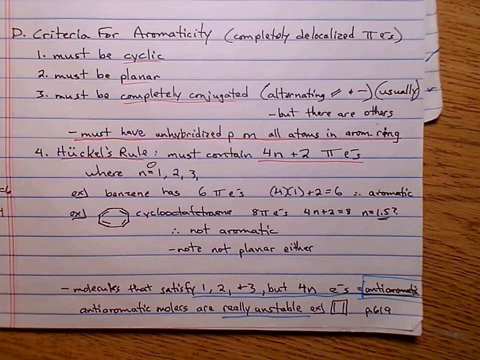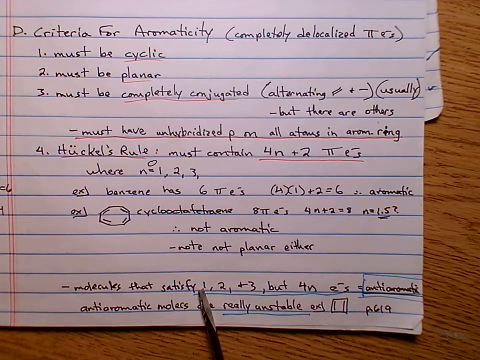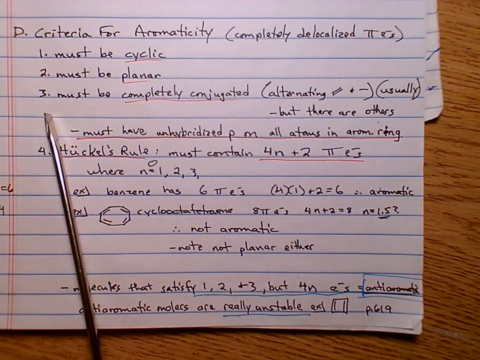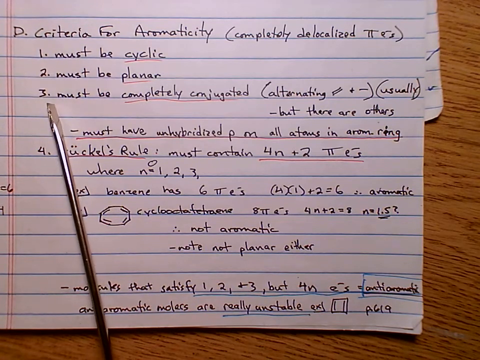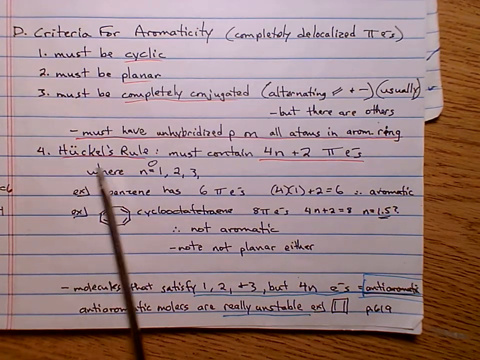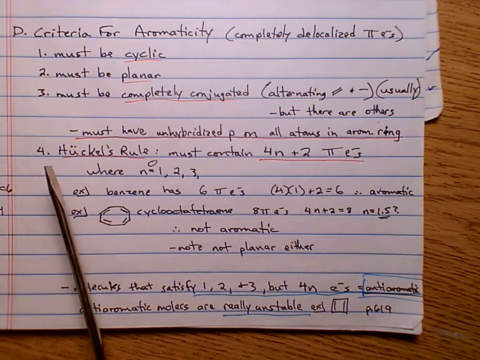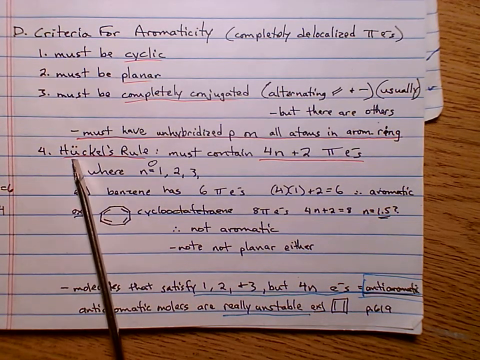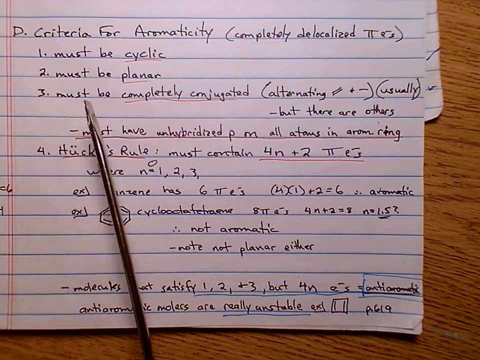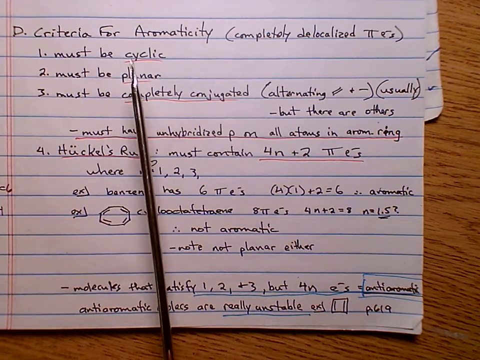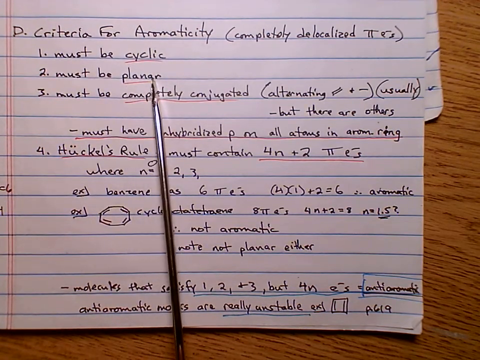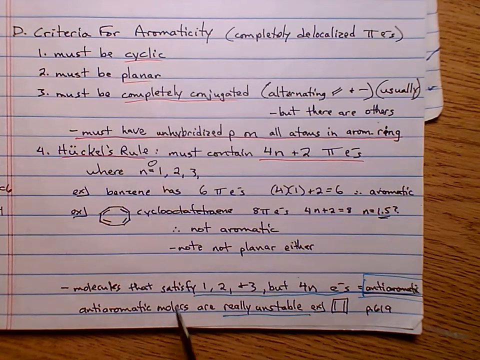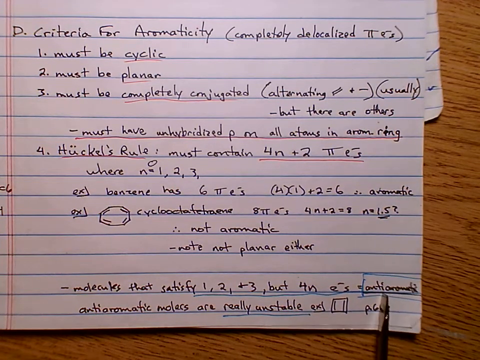Okay. Occasionally, it is rare, occasionally you'll get a molecule that satisfies 1, 2, and 3. It's cyclic, it's planar, and it is completely conjugated. However, it does not follow Huckel's rule. If it isn't following Huckel's rule, but is completely conjugated and planar, there must be some other force holding it into its planar shape. And that force, usually it's due to structure, or the limited number of carbon atoms. That is an anti-aromatic compound, and it is really unstable.